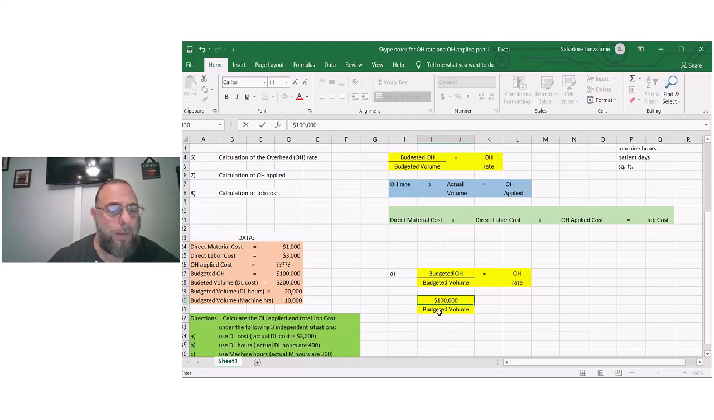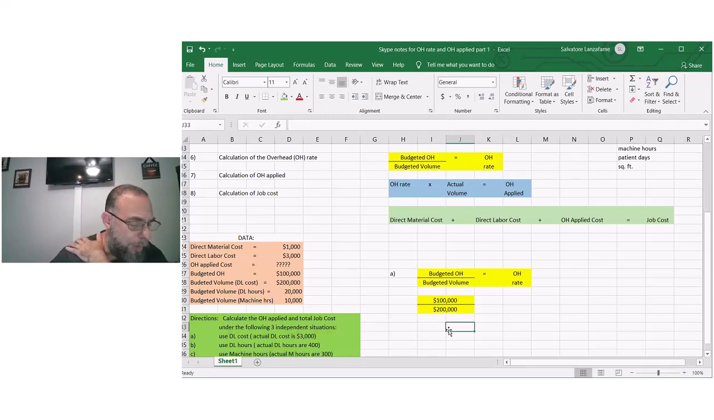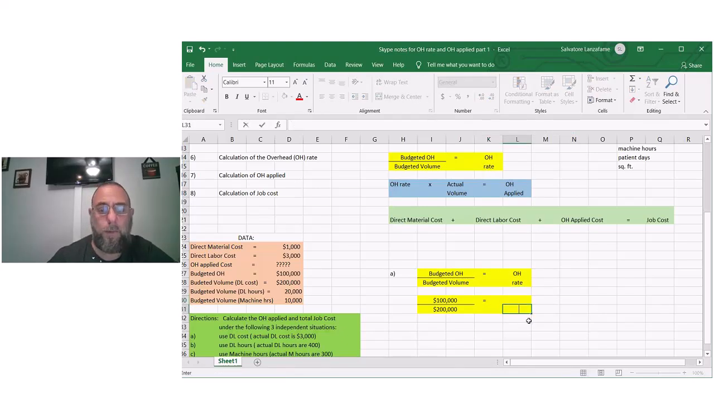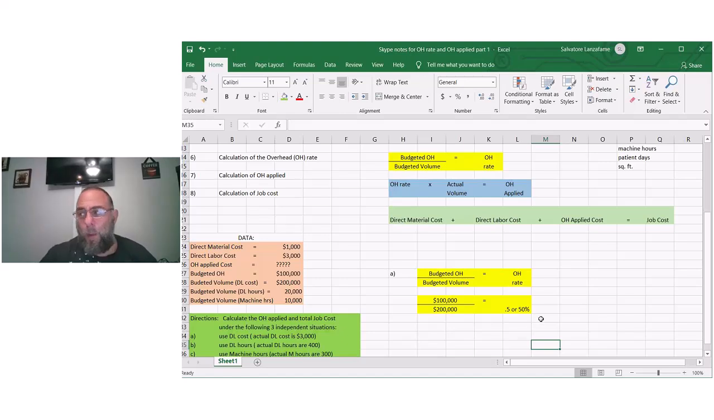And the budgeted volume, since we're being asked to use direct labor costs, I'm going to be using the $200,000. So 100,000 divided by 200,000 is going to give us a rate of 0.5 or 50%. Whenever you divide a dollar by a dollar, you are not going to get an hourly rate kind of answer. You're going to get a percentage or a decimal. So we got 50%. So we're saying that the overhead rate we want to use to help us calculate our overhead is going to be 50% of whatever the labor is.